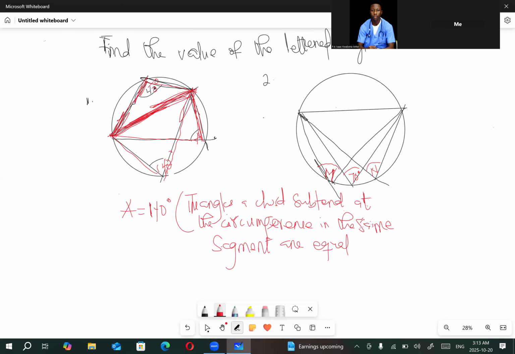So that's it. Then the other one, it's obvious. So this chord produces the N. You watch. It produces the N. That same chord produces the 70 degrees. That same chord produces the what? M. So I said when you have a chord producing several angles at the circumference, they are the same. So M is 70, N is 70.